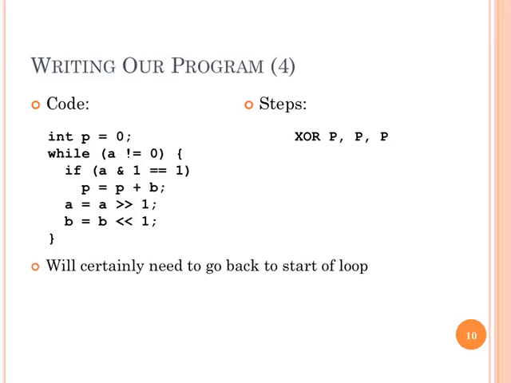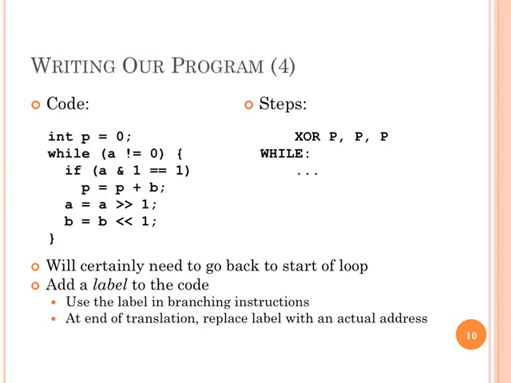Now we also know that as long as this expression A is not 0 is true, then we need to be able to go back to the top of our loop. But we don't know what that address is yet. We could probably actually guess the address since it's right at the beginning. But we need to go ahead and add a name, or in this context it's called a label, to our code, and that label represents an address in our program, so that we can jump back to that address at the end of our loop.